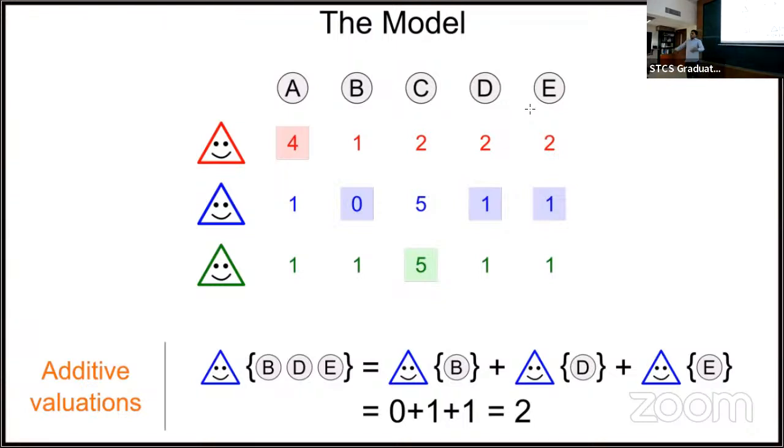What I showed to you so far are the values over individual items. When people can get multiple items, you also have to define values over subsets of items. To define that, I'll assume that the valuations have this additivity property, meaning the value for any set of items is the sum of values of the individual items in that set. That's an assumption that I'm going to make for this.